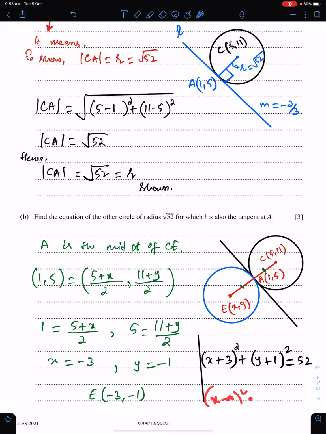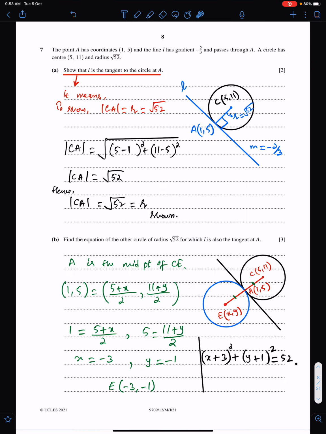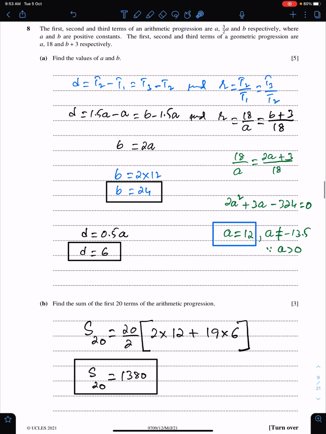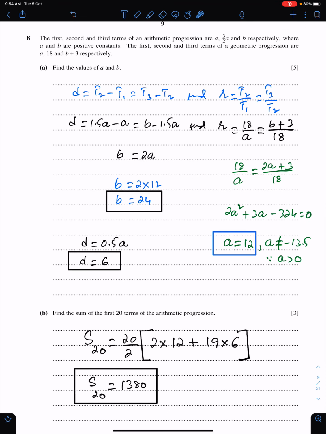And this is the equation of the circle: (x minus a) whole square plus (y minus b) whole square is equal to r square. So when you substitute minus 3 here, you will get plus 3, plus 1, and 52. Make sure you write 52 because this is r square. Rough sketches always help us to understand the question well and to solve the question easily.